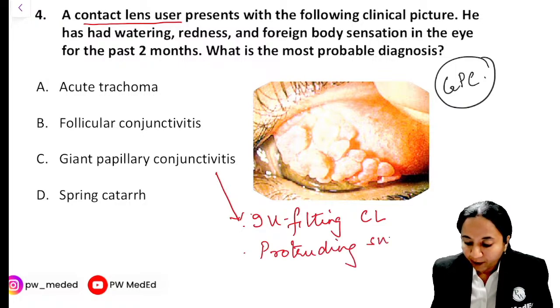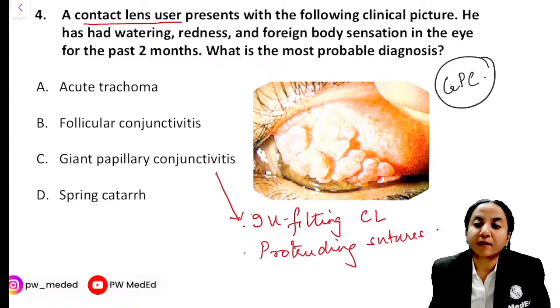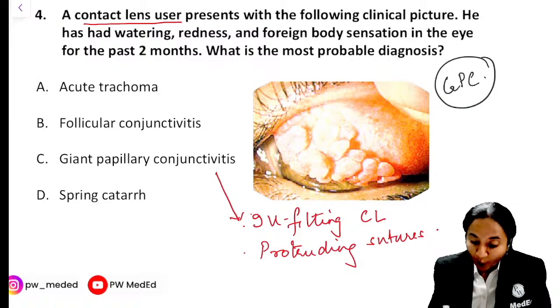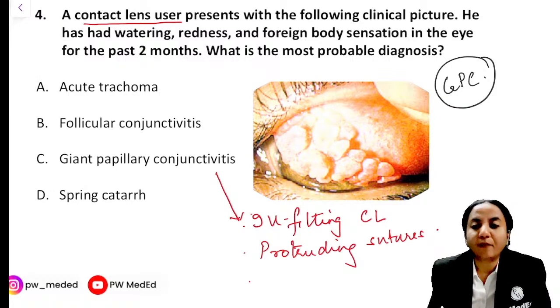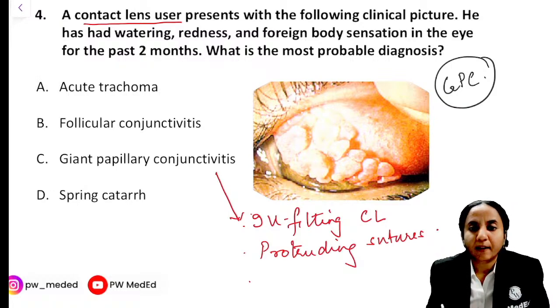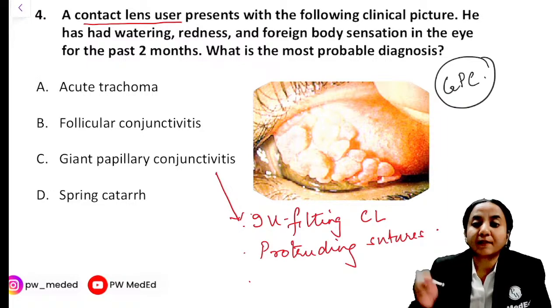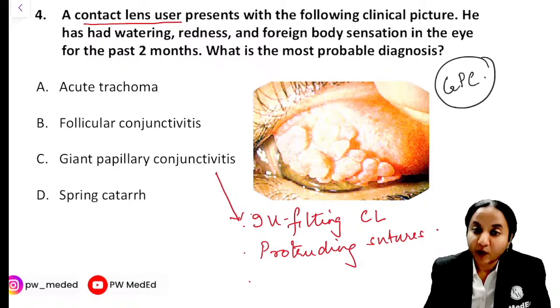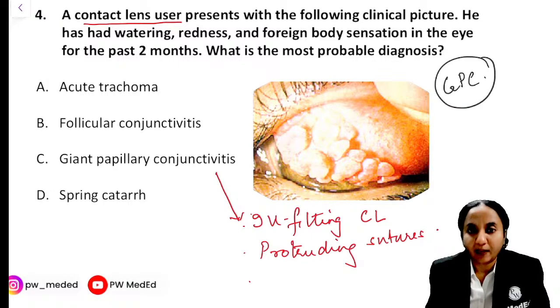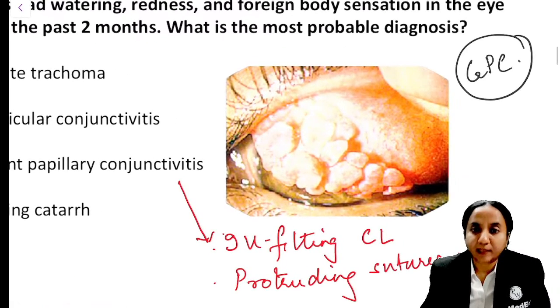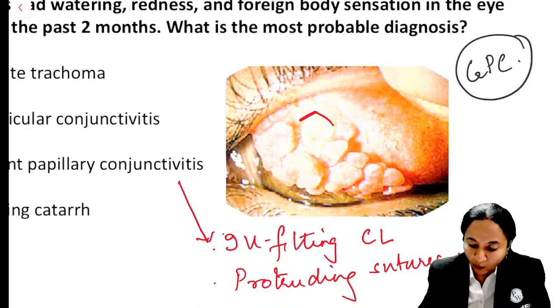So sometimes after surgeries in the eye, if the sutures are not properly buried, then the sutures can irritate the conjunctiva. Also, it can be seen if you are wearing some prosthesis. So with prosthesis, ill-fitting contact lenses, protruding sutures, the irritation of the conjunctiva gives rise to this kind of giant papillary conjunctivitis. And look at these elevations. They are like squarish, like this.